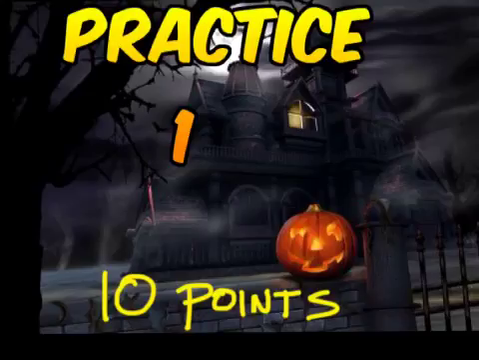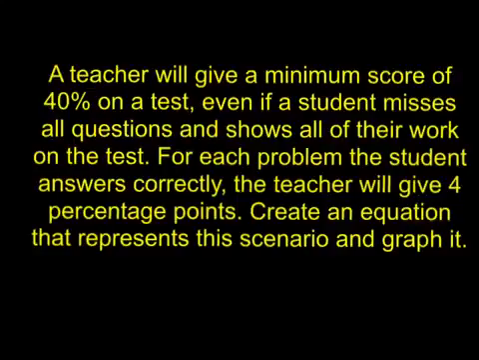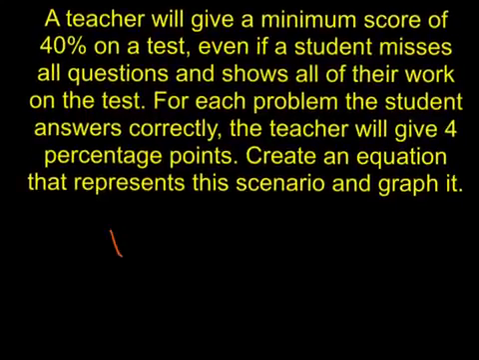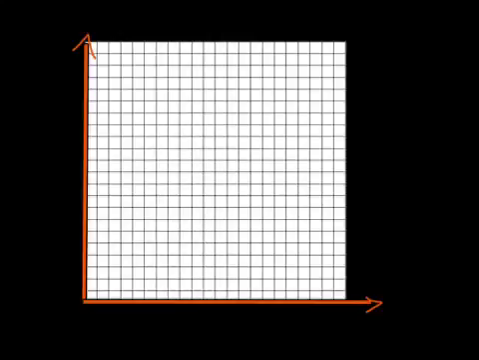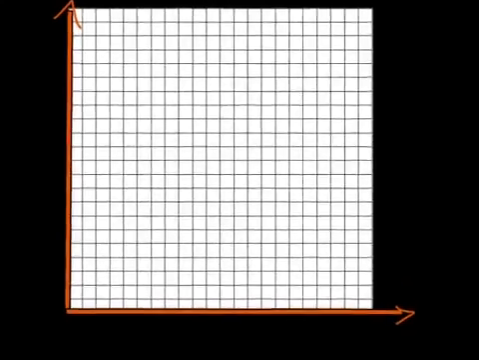Alright, try this practice problem. Graph this on your paper, and the way I will check it is I'll pick out a specific number of problems, and I'll follow it up your graph to see that it crosses at the right spot to give us the correct score. For this problem, your equation should be y equals 4x plus 40. And we have to go graph that. But now I have to make up my scale here.